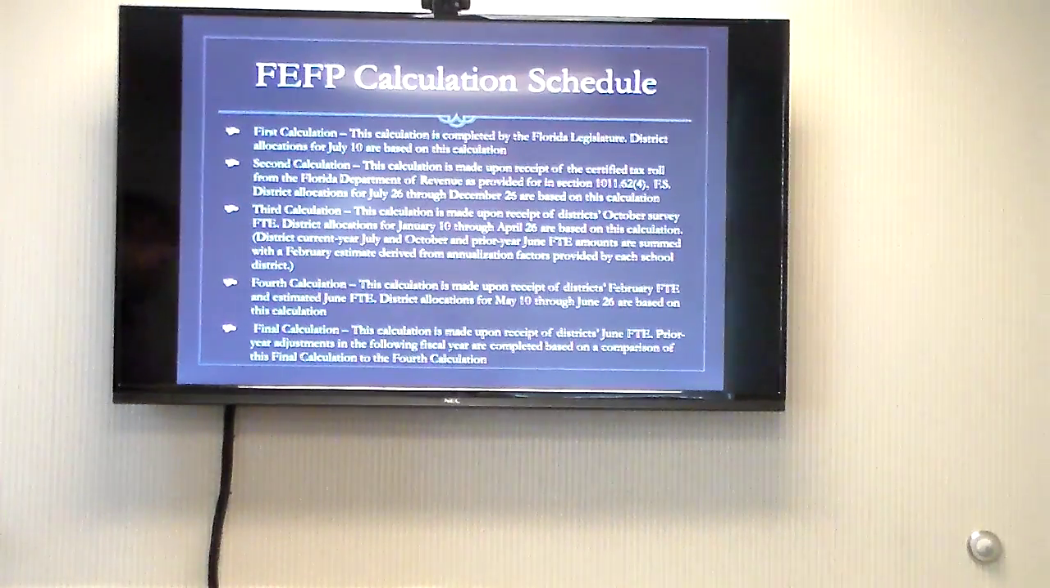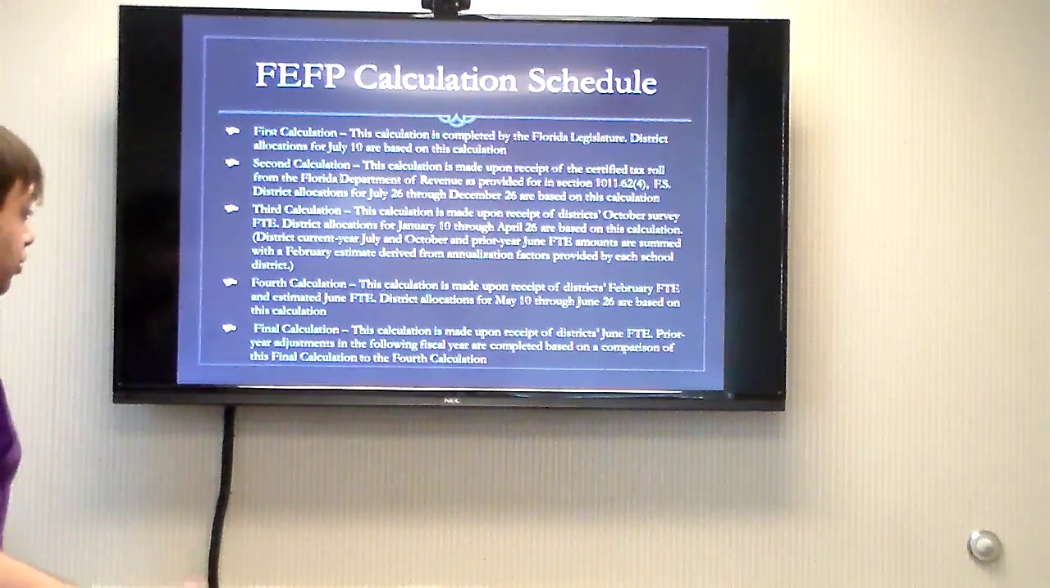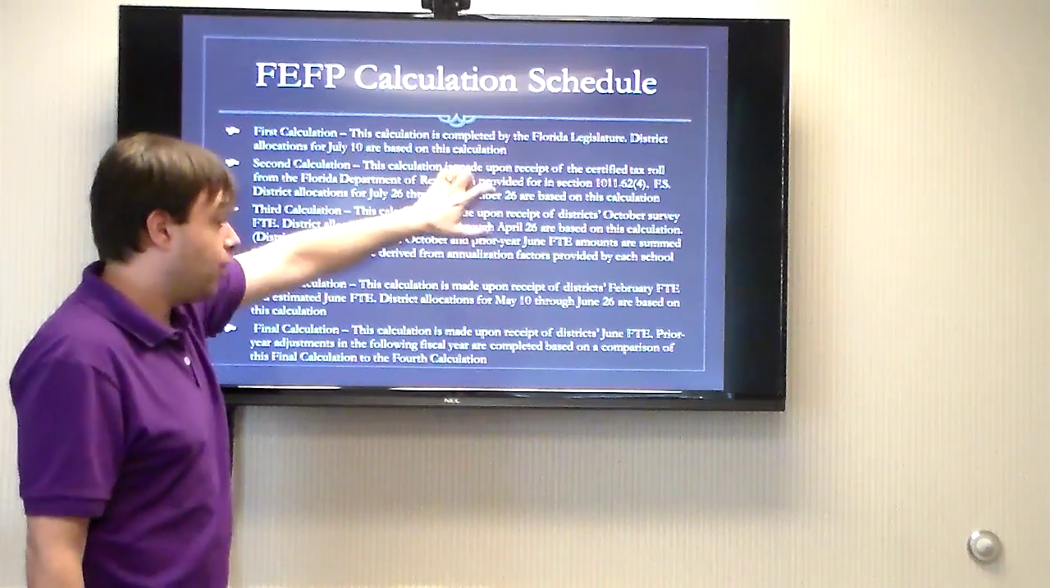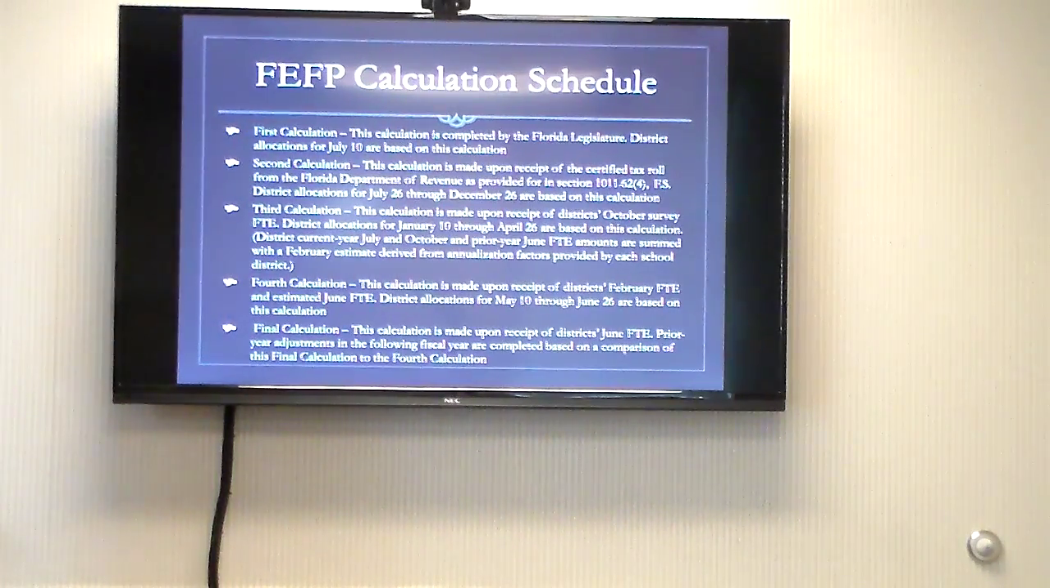The third calculation, in October, is a district survey of full-time equivalency. So the building principal and the district have to submit that, how many students are in there, and then they base the next allocation off of that. So the next chunk from January 10th to April 26th is based off of that. Then there's another full-time equivalency calculation in February, and the next allocation for the remainder of the school year, May 10th through June 26th, is based off of that. And then you adjust it based off of what the actual receipts of June are. So we are in a unique state here in that there are 5 calculations of full-time equivalency.